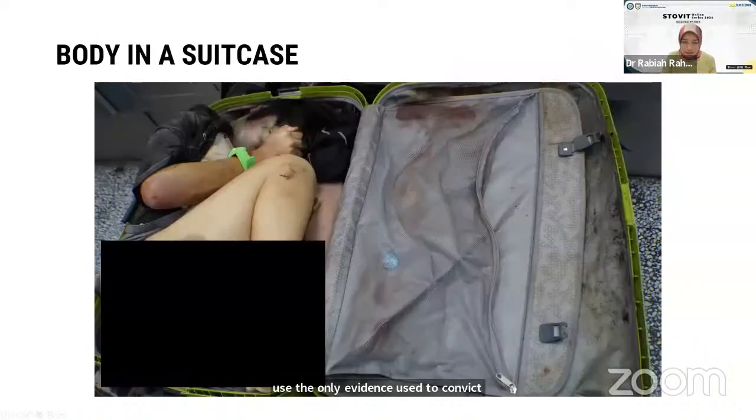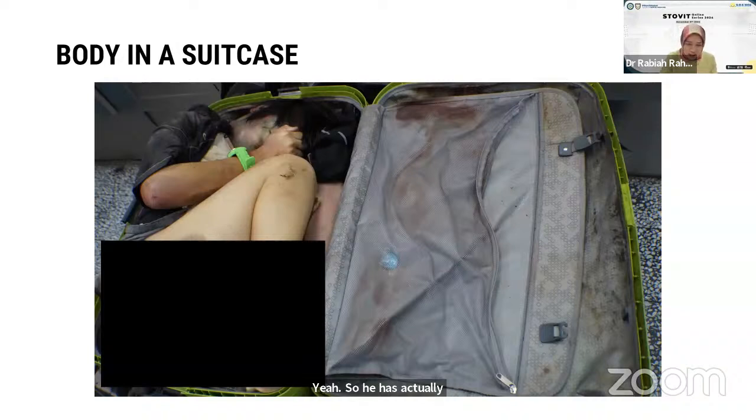Okay, this is another case. This is actually the case of a former forensic odontologist in UM, and it was shared with me. This girl was found in a suitcase. The suspect was, at the time, her boyfriend. He reported to the police that his girlfriend went missing, so he actually helped.